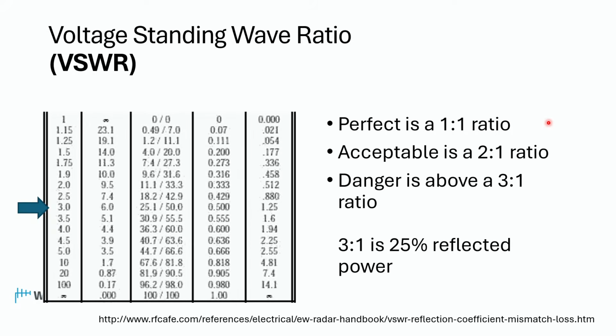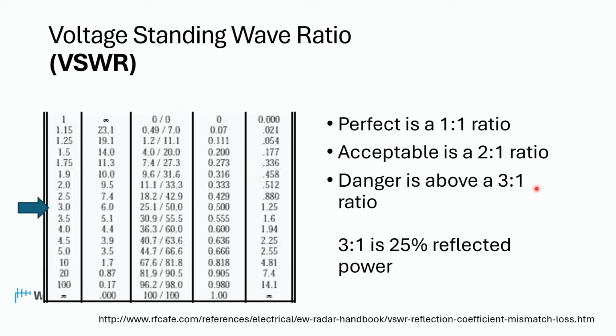As I mentioned, 1-to-1, that's our goal, that's perfect. 2-to-1 is acceptable. Anything under 2-to-1 would be okay. Danger is above 3-to-1, and by that I don't mean you're going to let the smoke out of the radio, but at 3-to-1, typically solid-state radios will say, oh, there's a problem, and your 100-watt radio will suddenly become a 50-watt radio. It will reduce the output power.